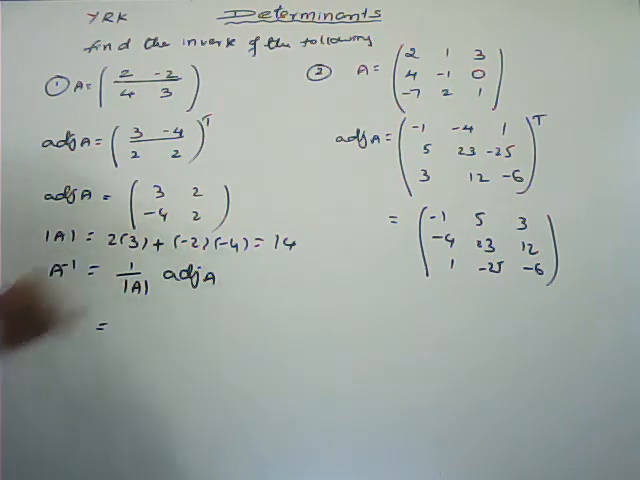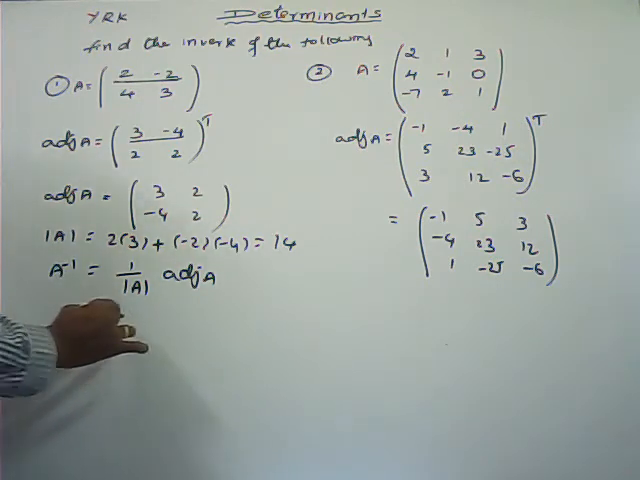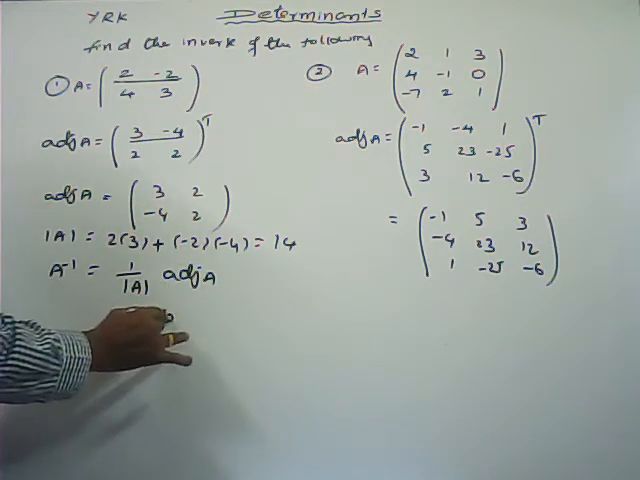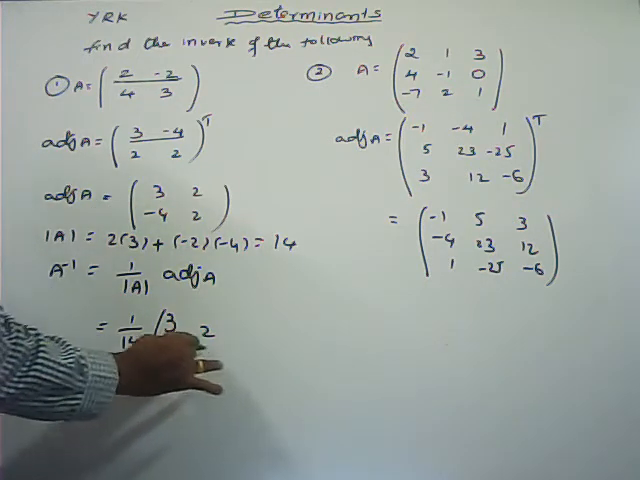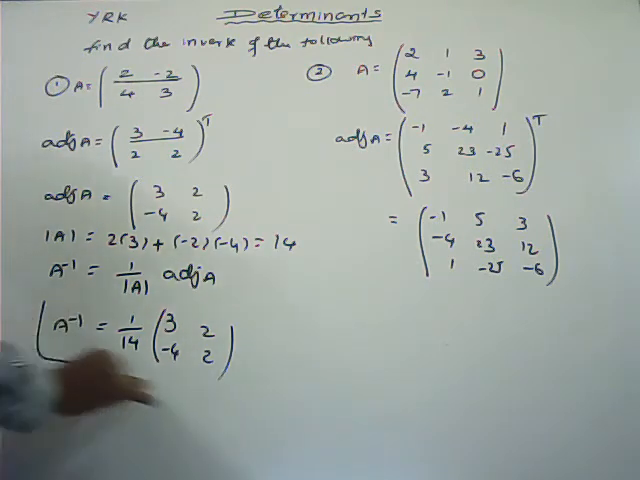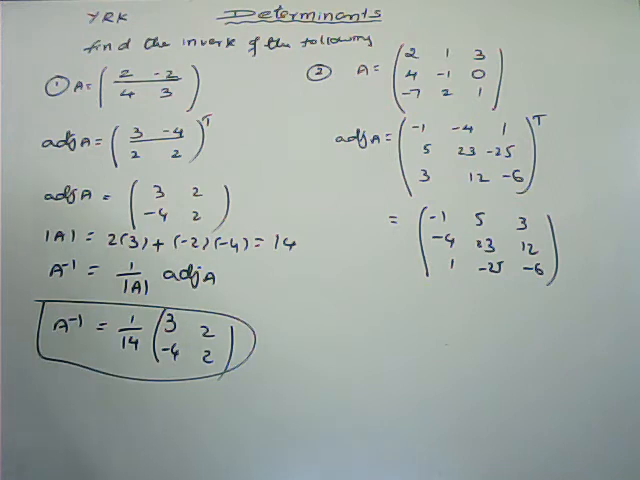So the given matrix is a non-singular matrix. So A inverse exists. A inverse is 1 by det A into adjoint of A. Adjoint of A, that is 3 2 minus 4 2. This is the scalar multiplication of a matrix. Every element should be multiplied by 1 by 14. So this one we say is the inverse of the given square matrix.